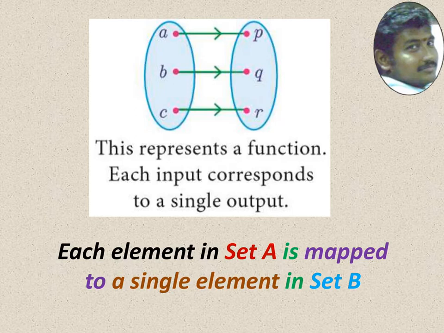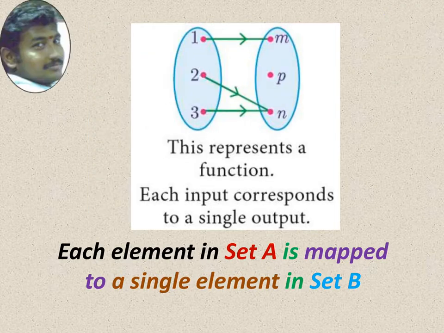Look at this diagram. Each element in the domain has only one image. That's why this is a function. Each input corresponds to a single output. Look at this diagram also. Each input corresponds to a single output, so set A is mapped to single elements. It is a function. Okay.